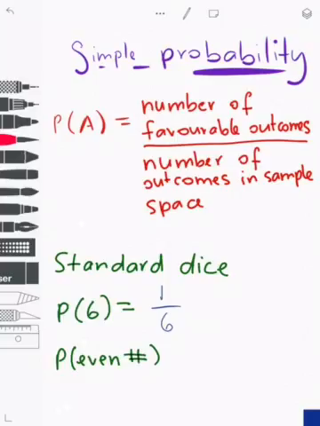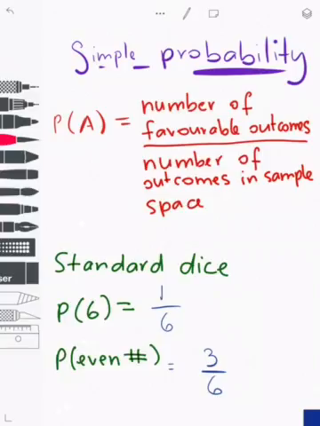The next question says, what is the probability of rolling an even number? Now again, we start with our sample space, and our sample space is 6, so I put that as the denominator. And how many even numbers do we have between 1 and 6? We have the number 2, the number 4, and the number 6. That means there's 3 different options that can occur that are even numbers. So I have 3 number of favorable outcomes.